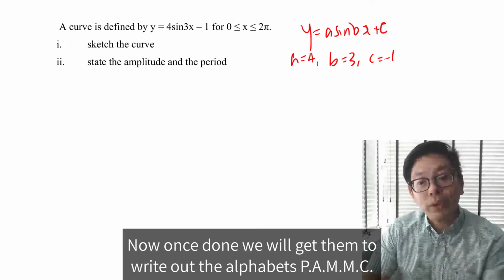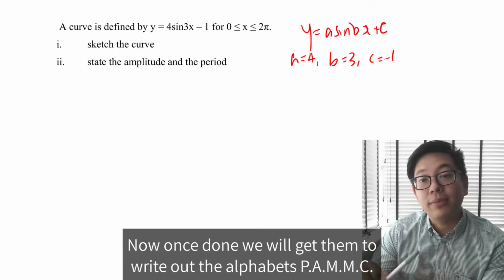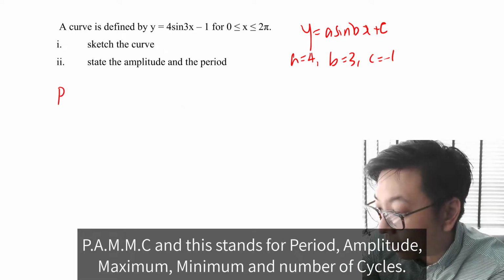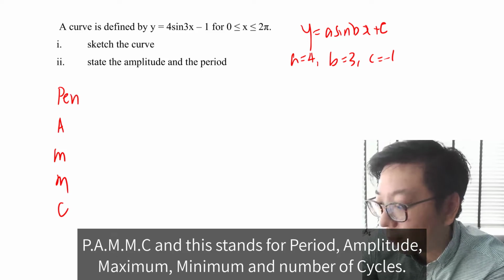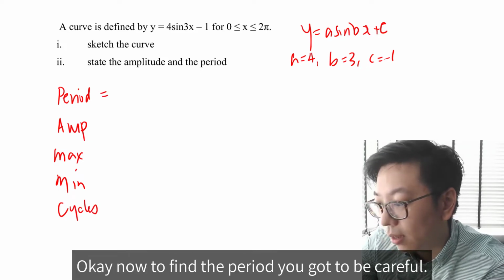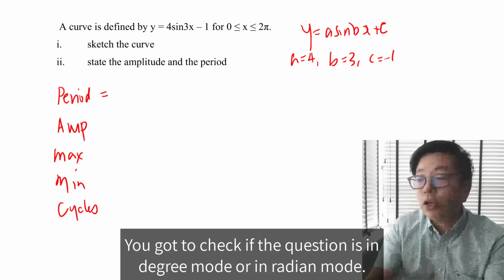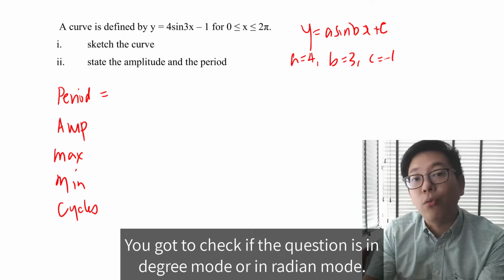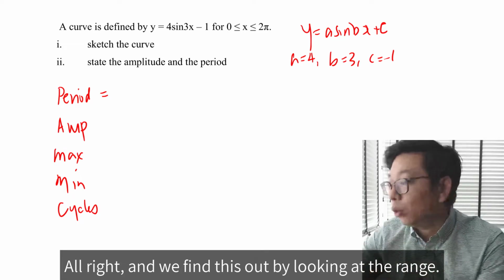Now once done, we will get them to write out the alphabets P.A.M.M.C, and this stands for period, amplitude, maximum, minimum, and number of cycles. Now to find the period, you got to be careful. You got to check if the question is in degree mode or in radian mode. And we find this out by looking at the range.